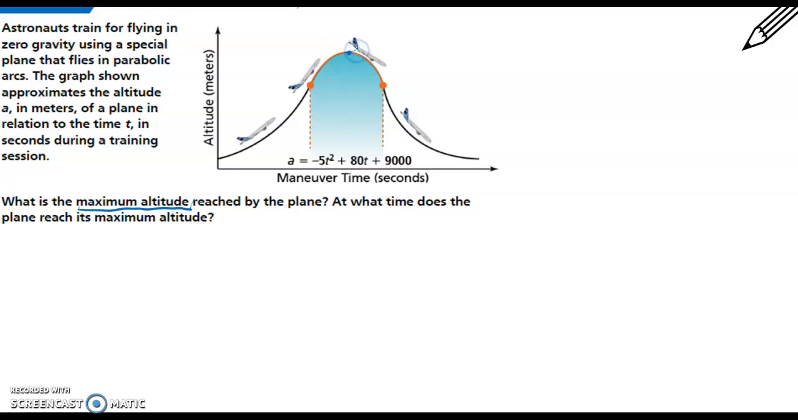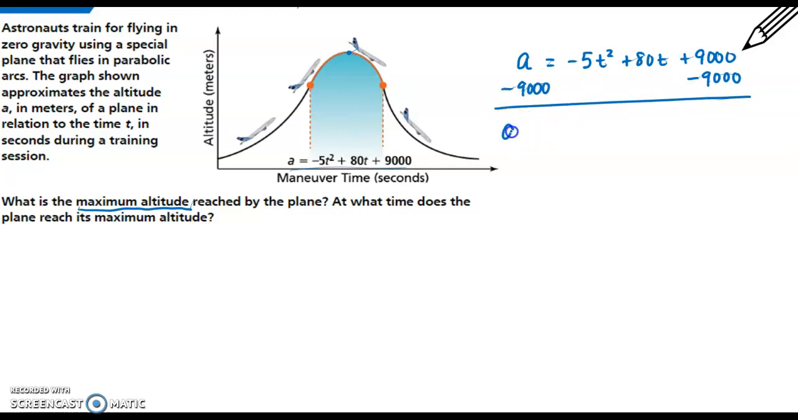That's going to happen at the vertex, but my problem is that this is in standard form, so I'm going to rewrite it so that it's in vertex form so I can see the vertex easily. So here's my equation. It's a equals negative 5t squared plus 80t plus 9,000. First thing I want to do is subtract 9,000 from both sides. So I have a minus 9,000 is equal to negative 5t squared plus 80t.